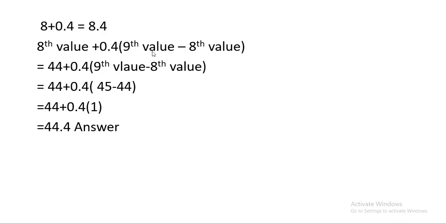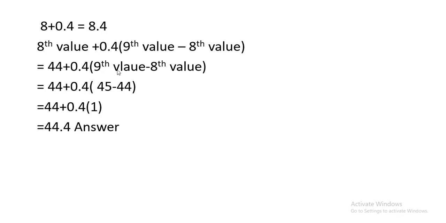So if we round forward, the value is the 9th value, minus, rounding backward, the 8th value. The 8th value was 44, plus 0.4 times (9th value minus 8th value). Now the 9th value is 45. Whatever the 9th value and 8th value are in the data, we're going to take the difference of both these values.